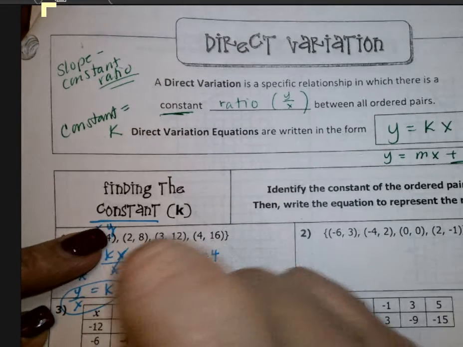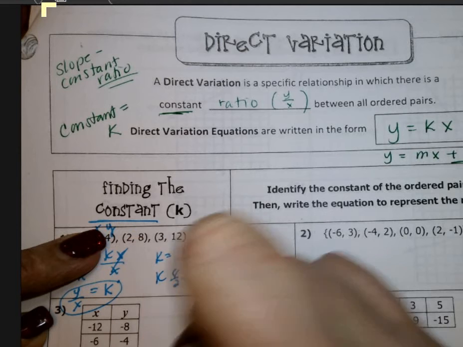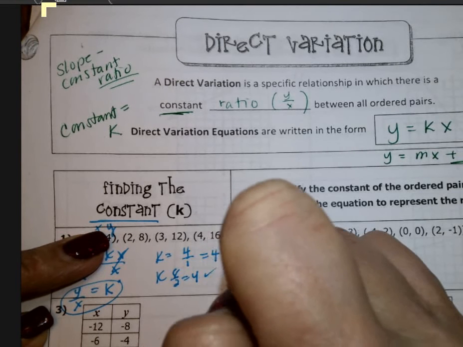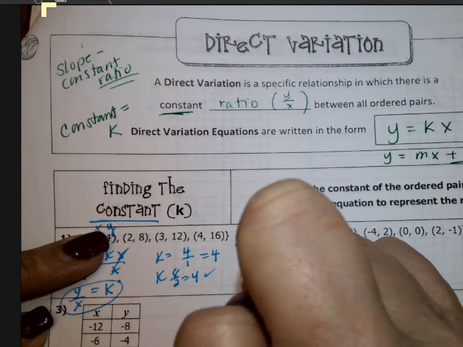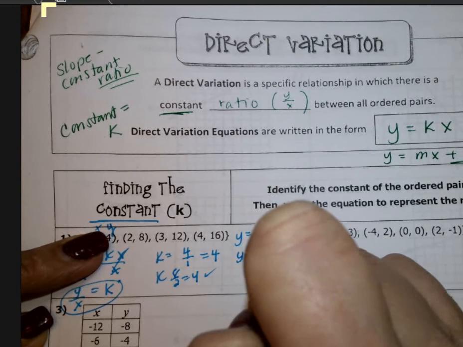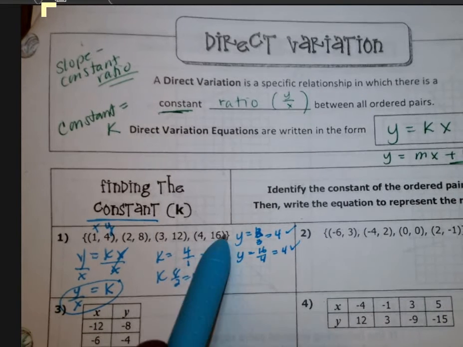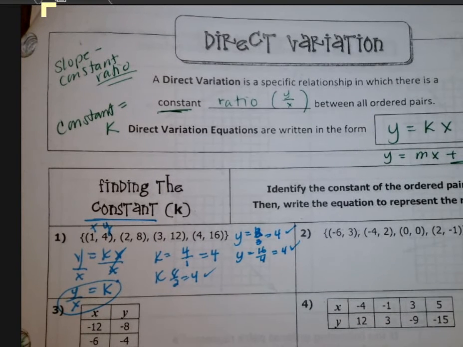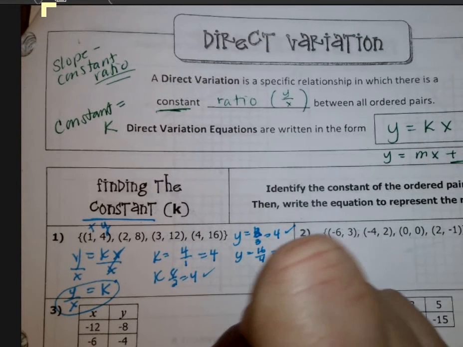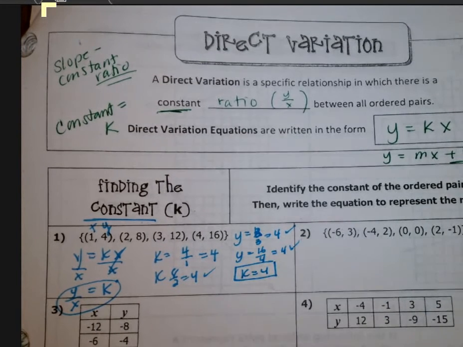So 8 divided by 2, that's 4, that's good. Y equals 12 divided by 3, that's 4, that's good. Y equals 16 divided by 4, that's 4, that's good. So all I did was take all of these and divide y by x, that's it. So my constant then is 4. So my k equals 4 because it's constant in all of them.